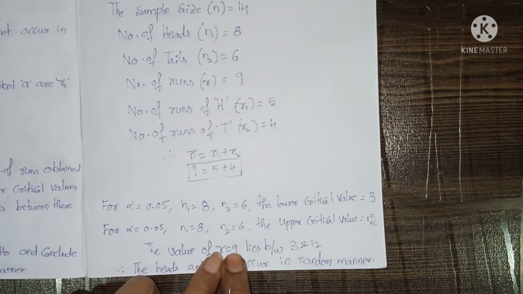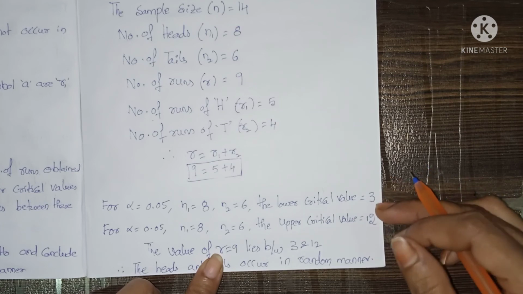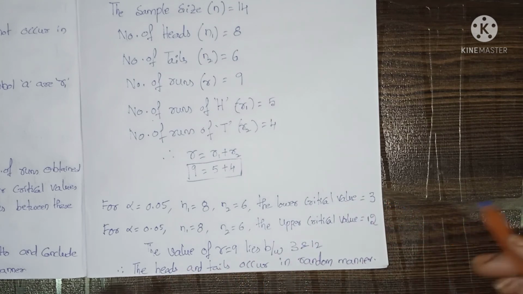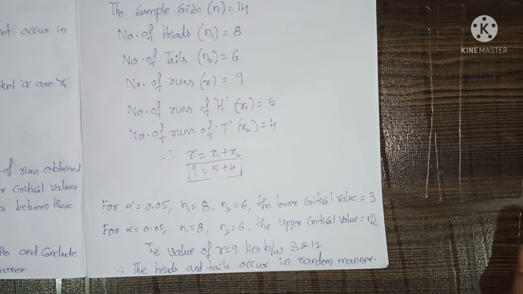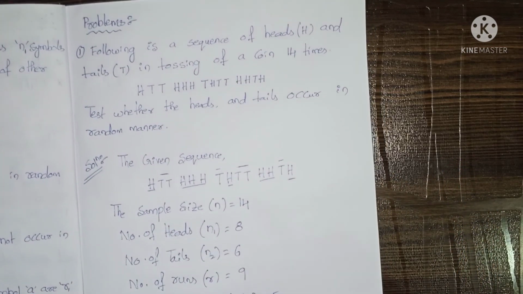If the runs value does not lie between the upper critical and lower critical values, then at that time we write the statement: the heads and tails are not in random manner. But here the runs value, that is 9, lies between 3 and 12. So that's why we write that the heads and tails occur in random manner. Okay, so this is about the problem that belongs to run test.